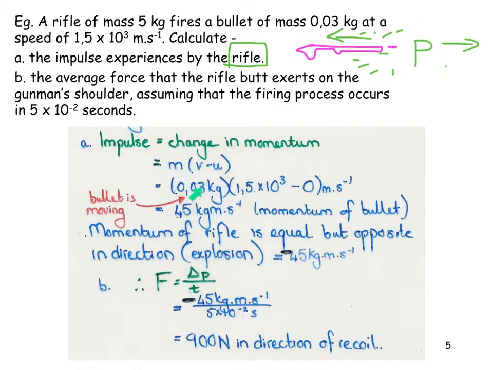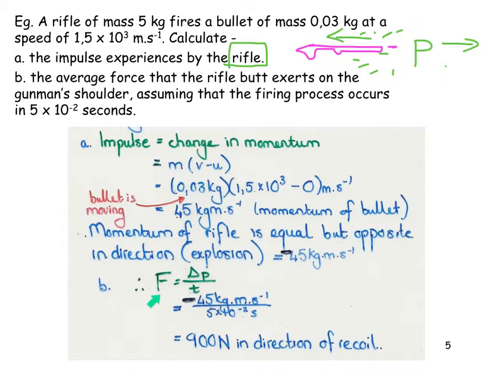I take the bullet's mass, I say final velocity minus initial velocity; the whole thing was stationary at the beginning, and I get 45 kilogram meters per second. That's the momentum change of the bullet. But the rifle is equal but in the opposite direction. So in other words, the impulse experienced by the rifle is equal to 45 kilogram meters per second in the opposite direction to the bullet. What about the average force that the rifle exerts on the gunman's shoulder, assuming that the firing process occurs in 5 times 10 to the negative 2 seconds?